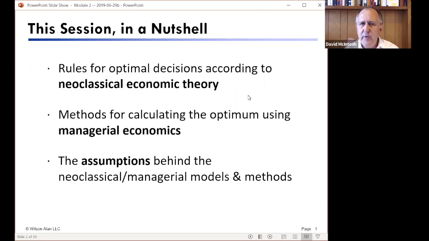Having laid out those two elements, neoclassical economic theory and then managerial economics, we can step back and see what are the assumptions that we're working with in each of these three domains. So that's what we're going to be talking about for the next 50 or 60 minutes. And I hope that you can see how this is all coming together to give you an insight into what we're talking about when we talk about behavioral economics.